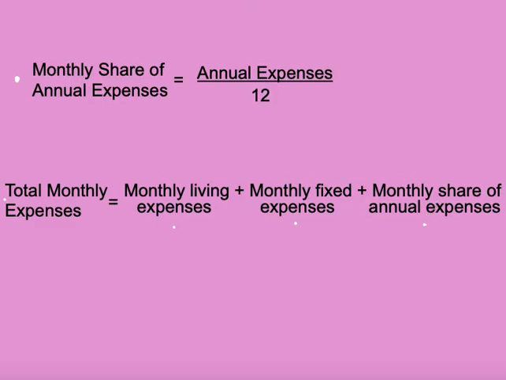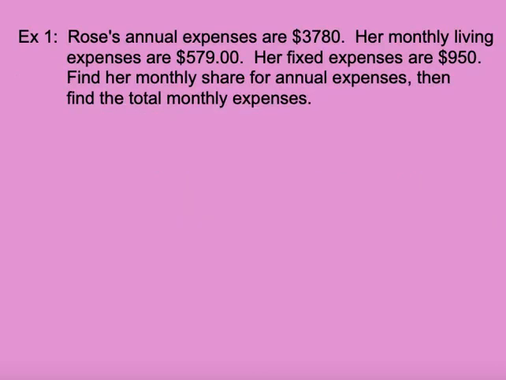Okay, so let's look at our first practice example. It says Rose's annual expenses are $3,780. Her monthly living expenses are $579. Her fixed expenses are $950. Find her monthly share for her annual expenses. We're going to find this per month. And then we're going to find that total monthly expenses.